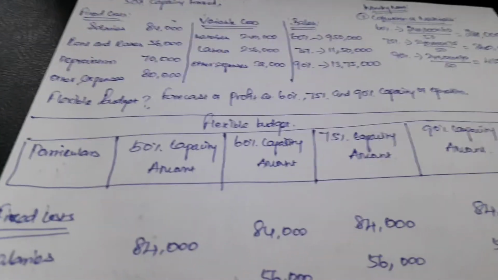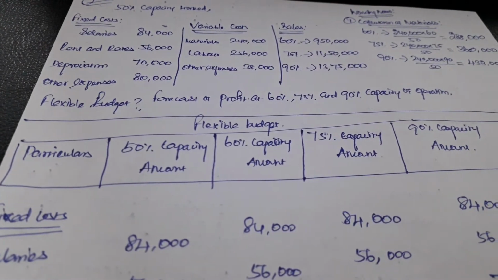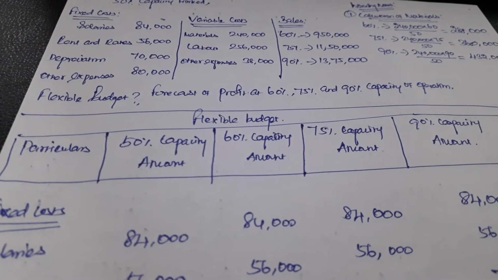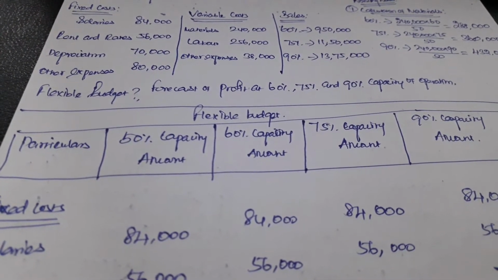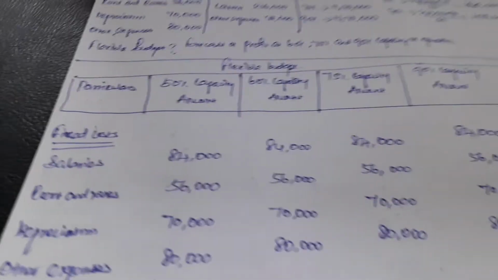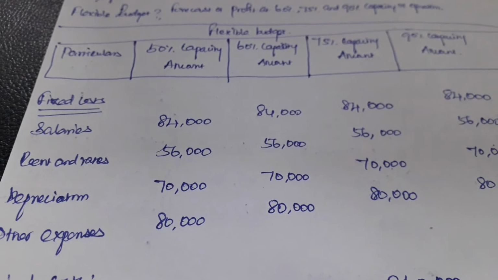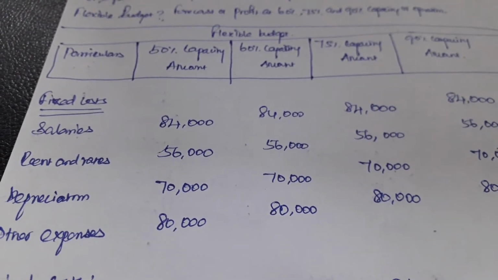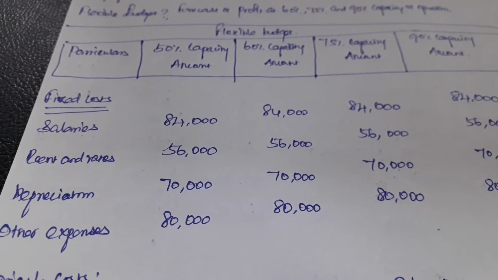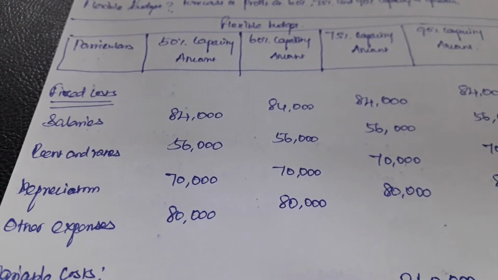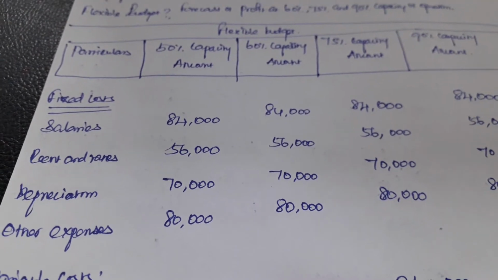This is the format of the flexible budget. Particulars: 50% capacity and the amount, 60% capacity and the amount, and so on. Now we need to write down the fixed costs. Salary is 84k, rent and rates 56k, depreciation 70k, and other expenses 80k.